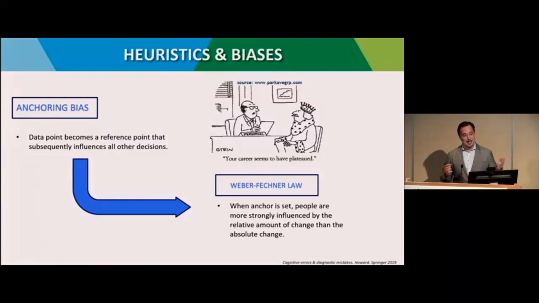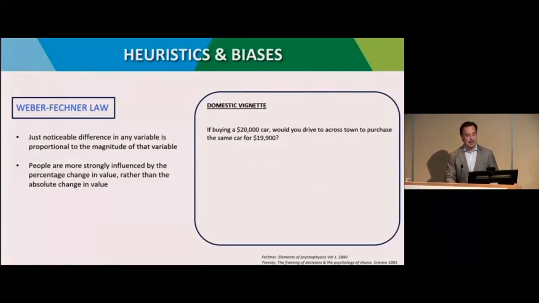So anchoring bias kind of leads us down the road into what is known as the Weber-Fechner law, which states basically that once that anchor is set, people are more strongly influenced by relative change than absolute change. So once you have that anchor set at 1 in 100 or whatever it may be, the change from that number, not the absolute change, is what we tend to keep our eyes on.